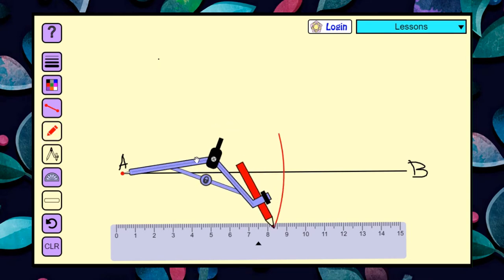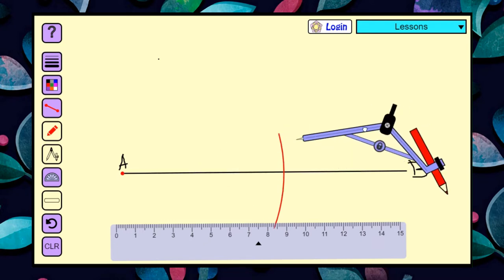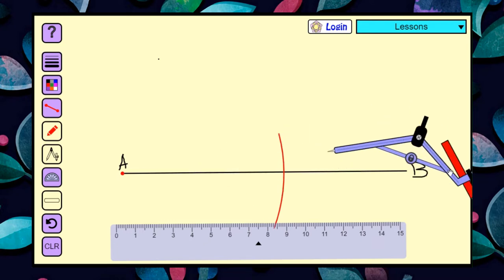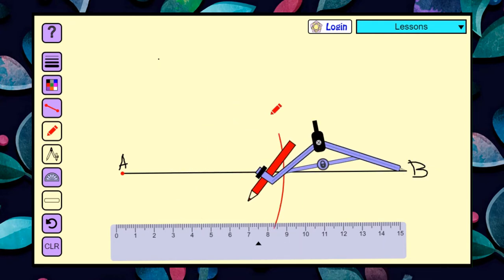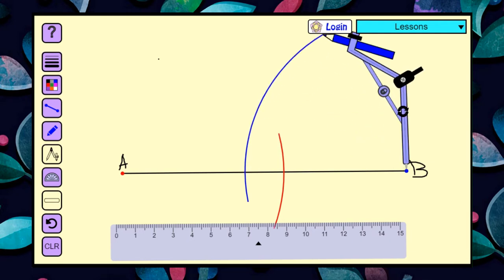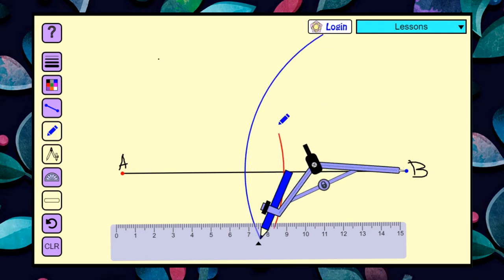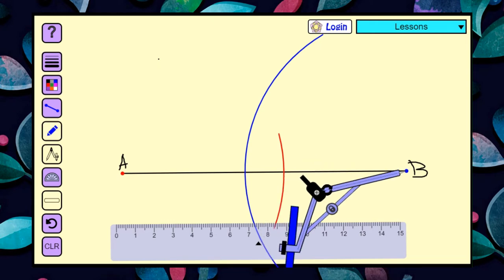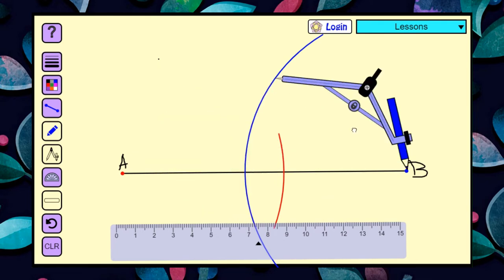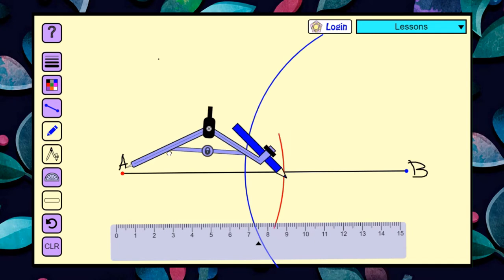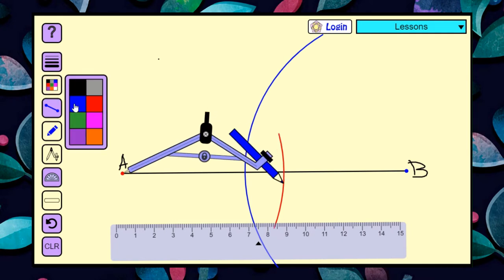Sunod naman na step, ilipat natin yung compass sa B. So using B as the center and with the same radius you use in step number 1, draw an arc intersecting the arc you draw in step 1. So, we need to use another color para makita natin yung dalawang arcs. So, since kung makikita ninyo, yung ating red arcs ay bitin, babalikan natin siya at i-extend natin para makikita natin yung intersection ng dalawang arcs.